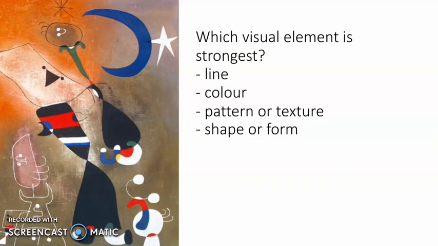Next we're going to talk about which visual element is strongest. So when we look at the visual elements, we're thinking about line, colour, pattern or texture, and shape or form. And when we talk about these in class, we might say that we own our own gallery and we've got 4 rooms. One room is focused on line, one is focused on colour, one is focused on pattern or texture, and one is focused on shape or form. And if you look at this piece of artwork, think which room in your gallery would you put it in? There's no right or wrong answer, it's just to get you looking really closely at the artwork. So think about that and pause the video.